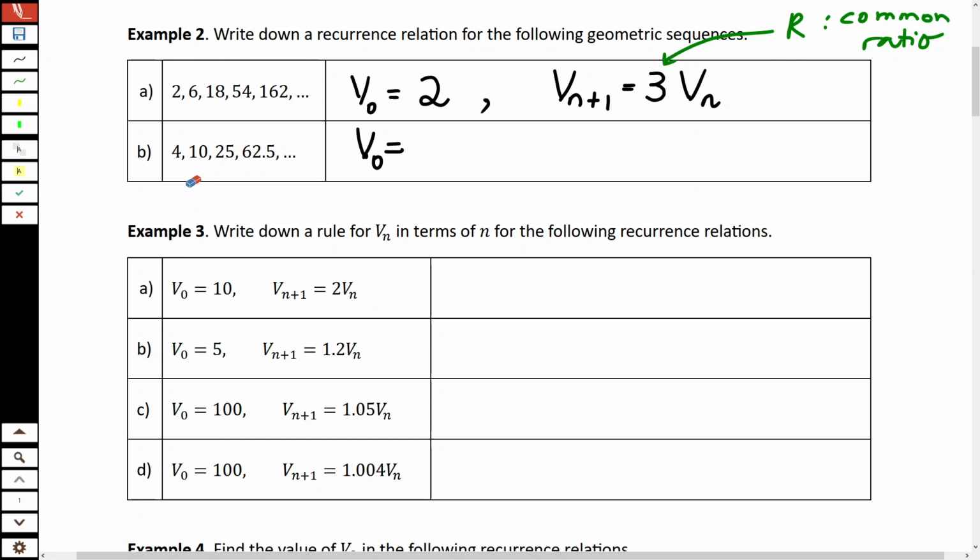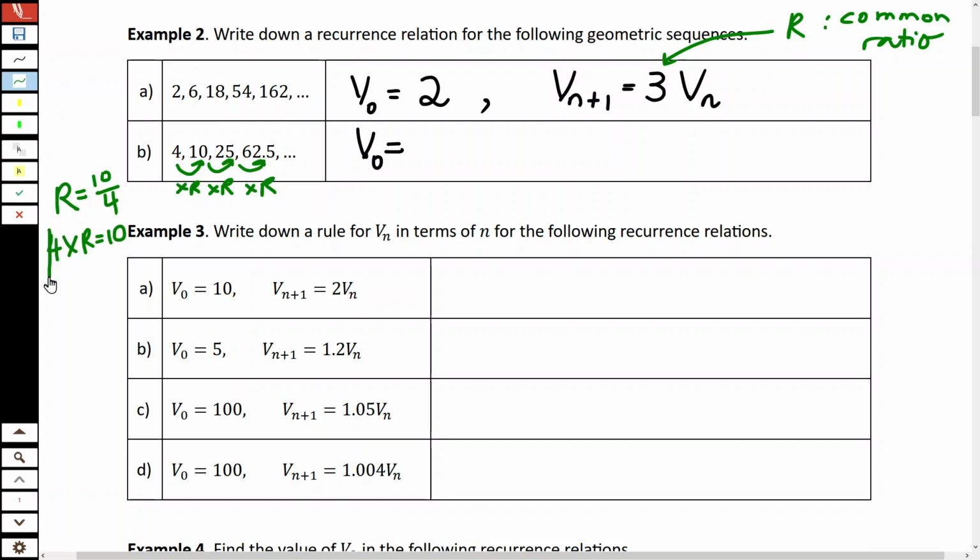So hands up if you have an idea what we should do here. Okay, Lexi is suggesting we divide 10 by 4. And that is correct. So let me explain why. What we're saying is 4 times r equals 10, because every time I move across, I'm timesing by r. Times r. Times r. All right?